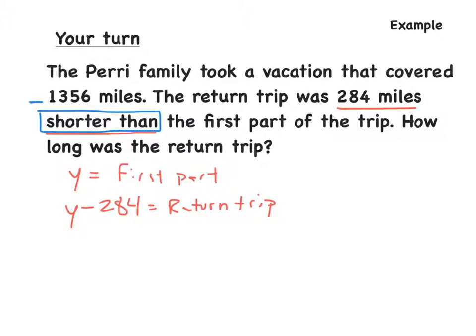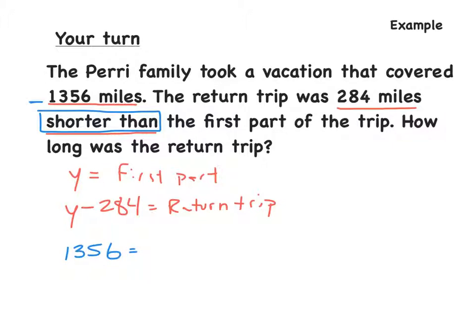Next part, let's go through and underline the important parts. The Perry family took a vacation that covered 1,356 miles. The return trip was 284 miles shorter than the first part of the trip. How long was the return trip? So, what is our total distance? Our total distance was 1,356 miles.